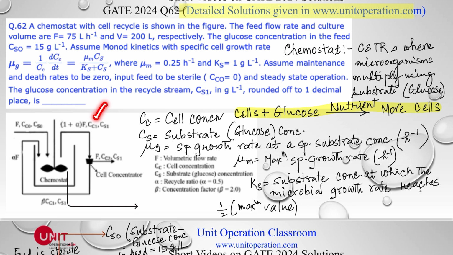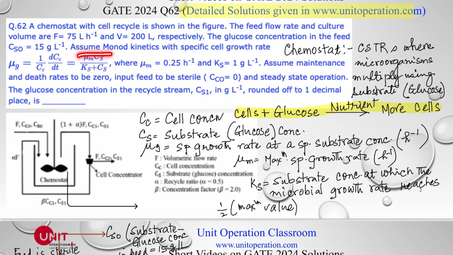And this is the CC1 and CS1 concentrations of the cells and the substrate coming out of the reactor, or in this case, the chemostat. And CS1 concentration, of course, remains the same, because this cell concentrator does not do anything with the glucose concentration. It just concentrates the cell. So CC2 is the changed concentration of the cell, which is going out. And again here, the glucose concentration remains the same. And beta CC1 means after cell concentration, this is the concentration of the cell which is remaining here, and that is put back. So this is basically the structure of this problem.